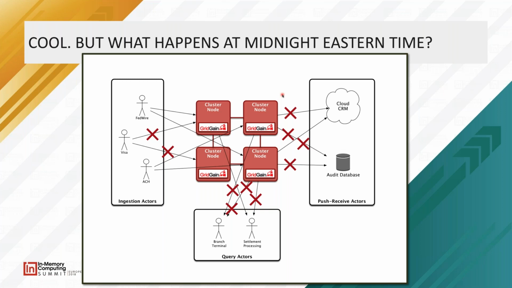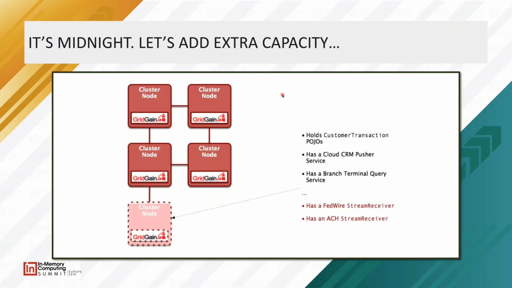So let's forget that idea and go to the next logical decision, which is, all right, let's add extra capacity, right? All of these systems are designed for scale out, so we'll add another cluster node. And we add another cluster node, and yes, it has a FedWire stream receiver and an ACH stream receiver, which are frankly what we really want to do. We want to process more of these messages. But unfortunately, because we followed a traditional shared nothing architecture, what we also get is holding customer transaction POJOs, having a cloud CRM pusher service, having a branch terminal query service, and all of the other stuff that we talked about. They're all co-located, so they're all deployed on this node when this node comes up.